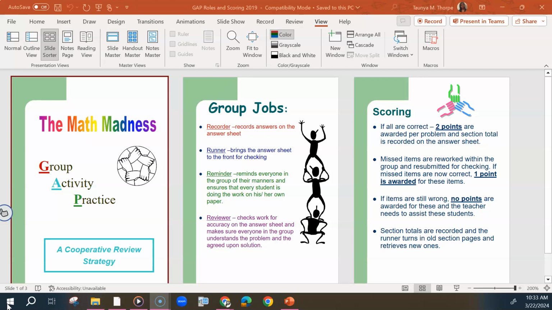One person is going to be the recorder. Whoever is that person writes all the answers on the answer sheet. One person is going to be the runner that brings the answer sheet to me to get it checked. One person is going to be the reminder that reminds everyone to be nice to each other and to do their work. One person is going to be the reviewer who checks everyone's work to make sure it's correct, to make sure everyone understands why this is the correct answer and anything about the problem. So if you have 3 in your group, someone's going to have 2 jobs. Take the next minute to decide what you're doing.